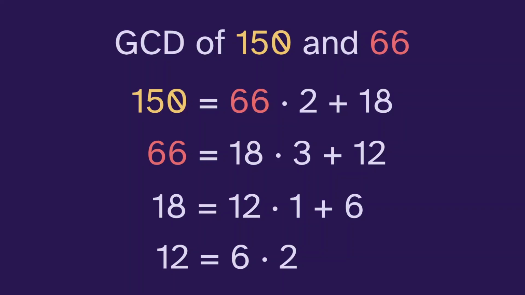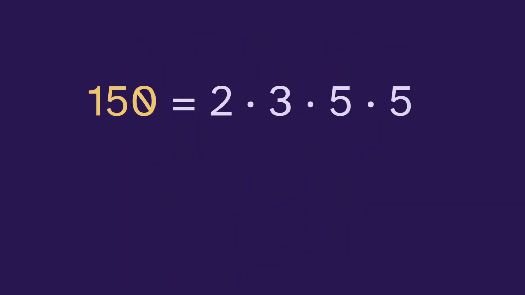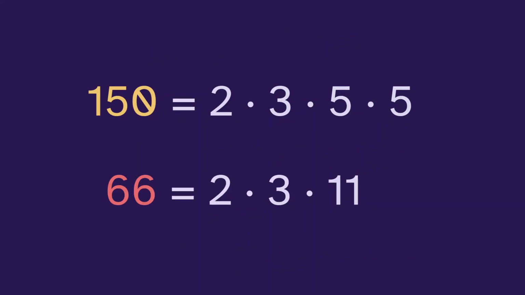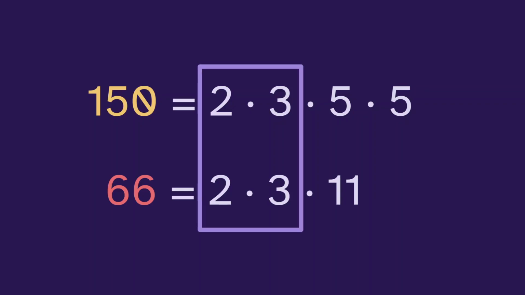12 is evenly divisible by 6, which means that 6 is our greatest common divisor. Now we can verify this if we want to look at the prime factorization of 150 and 66, and we see they share the primes 2 and 3. And 2 times 3 is 6. 6 is the greatest common divisor.